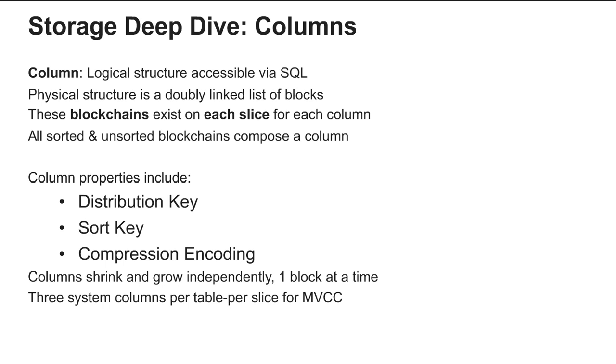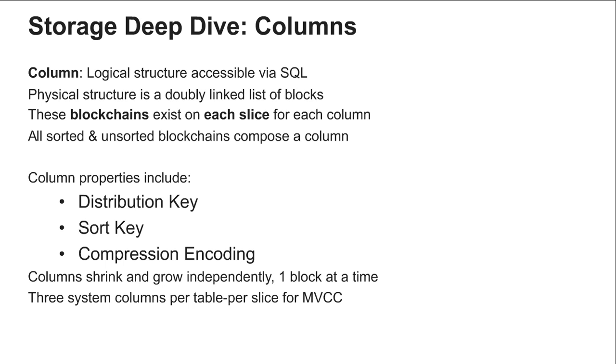Then that leads to, well, you have these blocks, but what if you have a whole bunch of them? We call that the blockchain. So there's a blockchain for each column on each slice. There's technically two blockchains if you have a sort key on the table, one for the sorted region, one for the unsorted region. And then these columns can all grow independently, one block at a time, from other columns, depending on the types of compression that you have set.